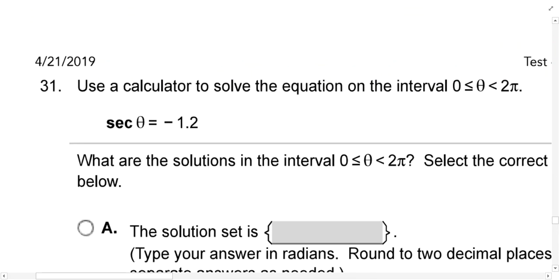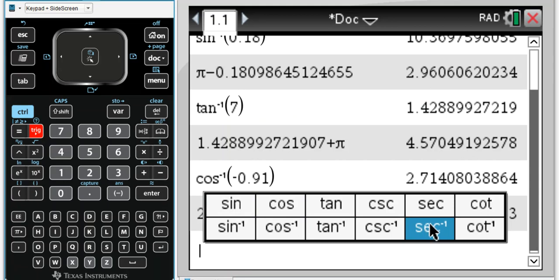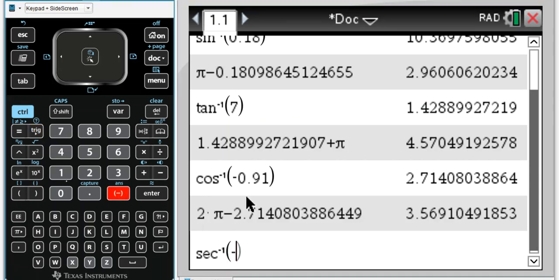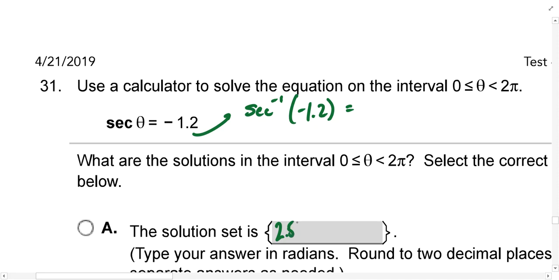For number 31, same sort of thing, except I don't know that we'll need to change secant into cosine this time around. All I need is secant inverse of negative 1.2. And according to my calculator, this is why I like the Inspire so much. It has all of our trig functions readily available to it. Secant inverse of negative 1.2 is 2.5559 radians.